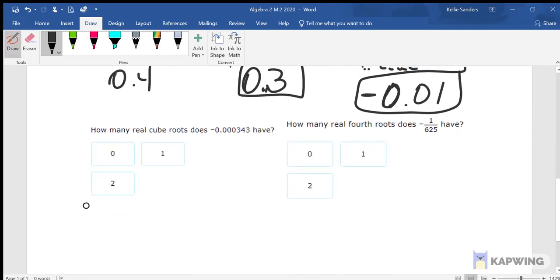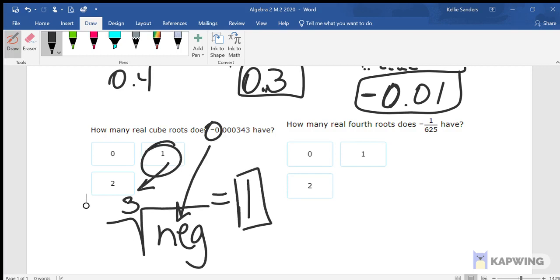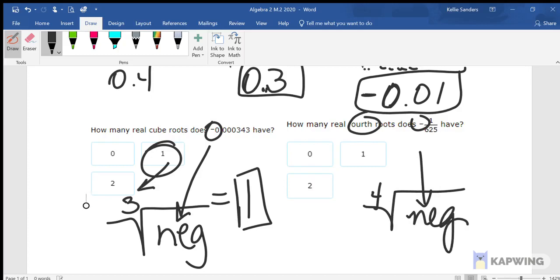Alright, so this is basically what this is talking about. This is 3, so it is odd. This is negative. Since this is odd, your answer is always going to be 1 on these kinds of questions. This is the fourth root. Fourth root is even. This is negative. If this is even and this is negative, you are not going to have any answers.